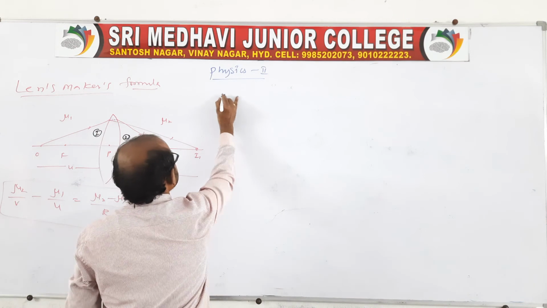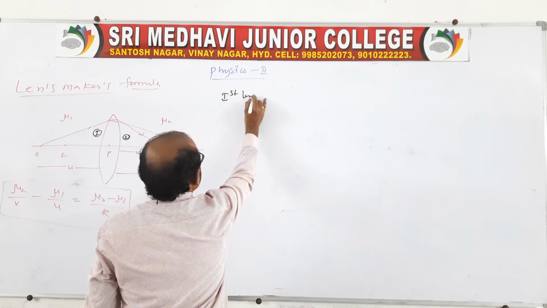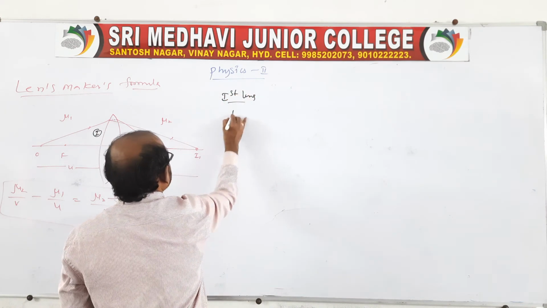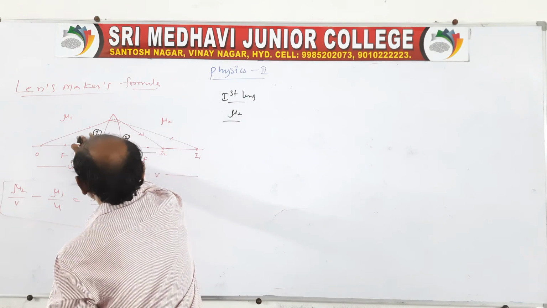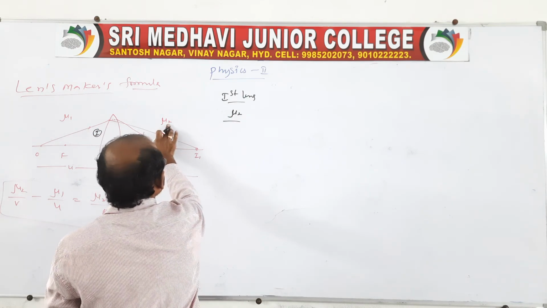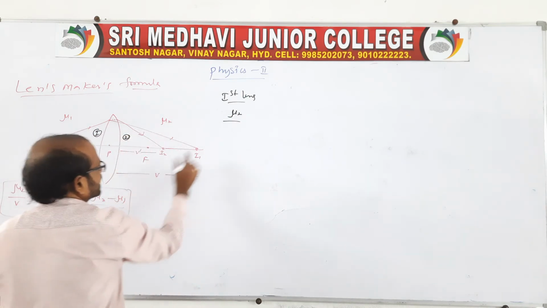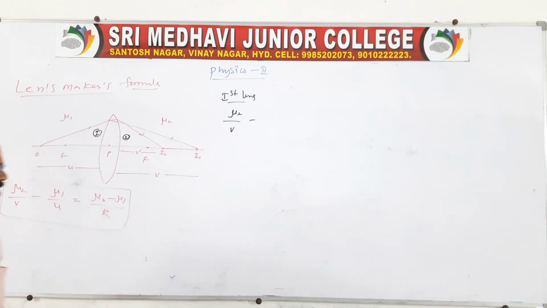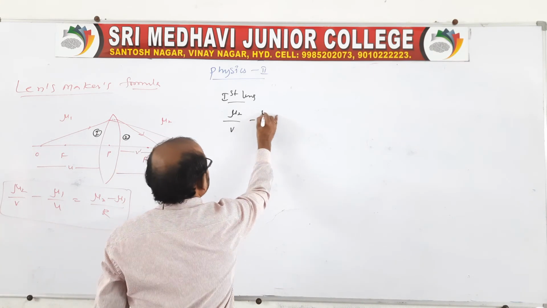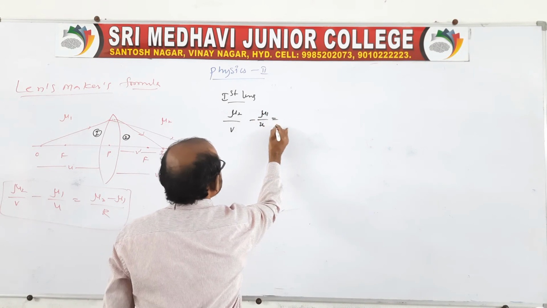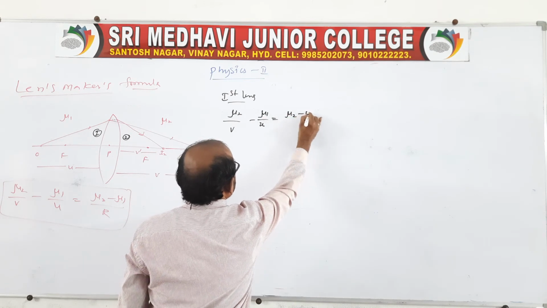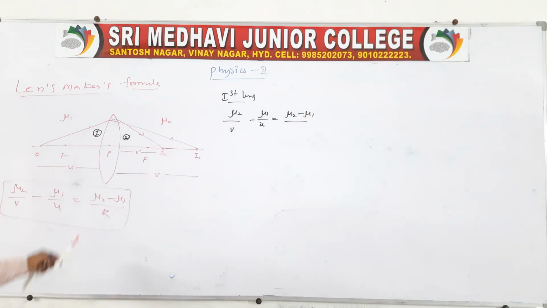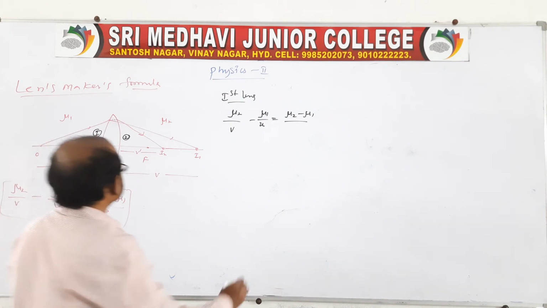Now I am writing it for the first lens. The rays go from the first medium to the second medium, so you take mu2 by image distance V minus mu1 by object distance U. Don't apply any sign convention now, we will see it in the final. So mu2 by V minus mu1 by U is equal to mu2 minus mu1 by the radius of curvature, which you take as R1.